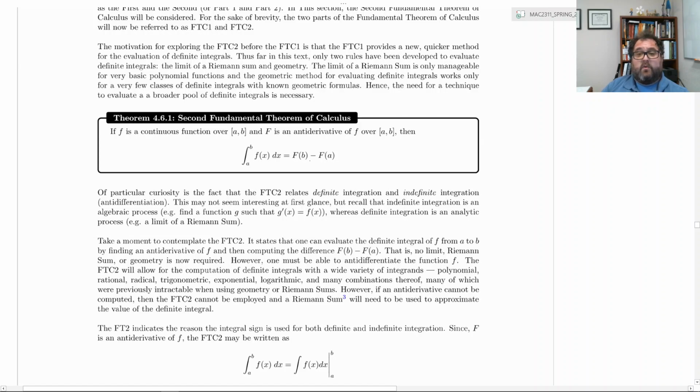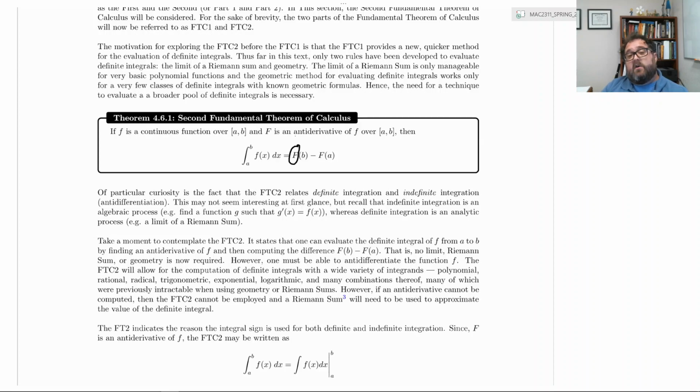Okay. By the way, what does this necessitate the identification of? To use the second fundamental theorem of calculus, you have to find capital F. That is, you have to be able to find the antiderivative. If you can't find the antiderivative, well, then you can't use the second fundamental theorem of calculus.